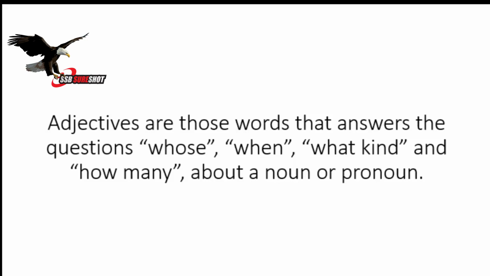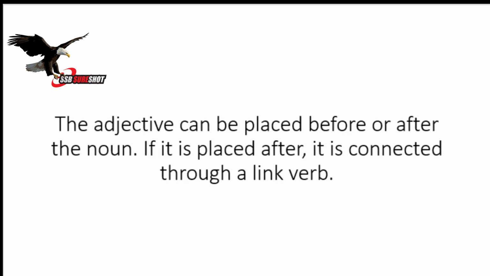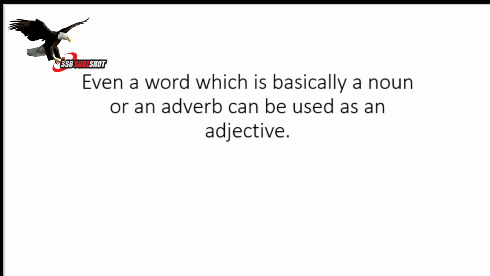With the help of the exercise that we just did, we have learned 3 main things. Adjectives are those words that answer the questions whose, when, what kind, and how many. The adjective can be placed before or after a noun. If it comes after a noun, it is always connected with a linking verb. Even a word which is basically a noun or an adverb can be used as an adjective in a few cases.